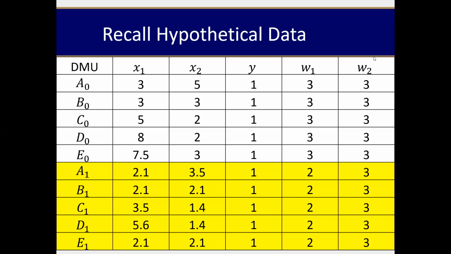Now, the W1 and the W2 are representing the inputs X1 and X2 prices. That's what they are representing.